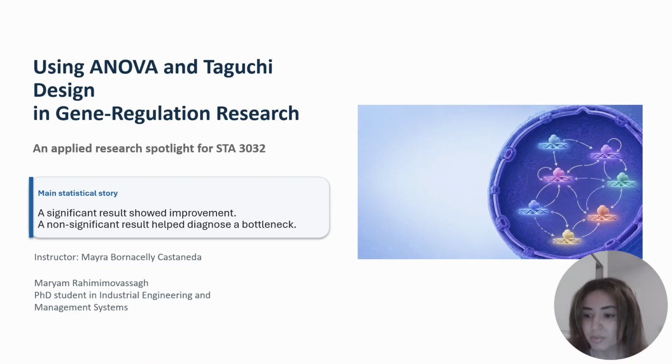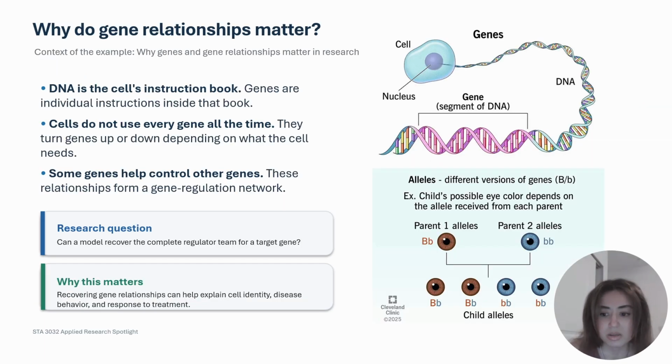Let me start with why gene relationships matter, so you will be more familiar with my context. The main research question in my experiment is: can a model recover the complete regulator team for a target? Let's see what regulation means. What are DNA and genes? DNA can be thought of as the instruction book inside the cell, and the genes are individual instructions inside that book.